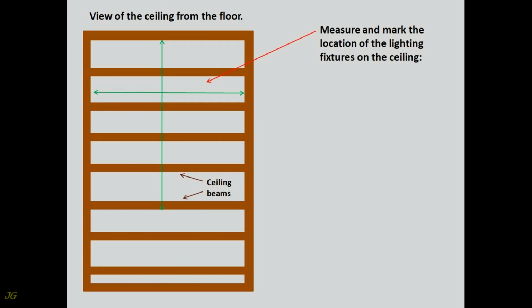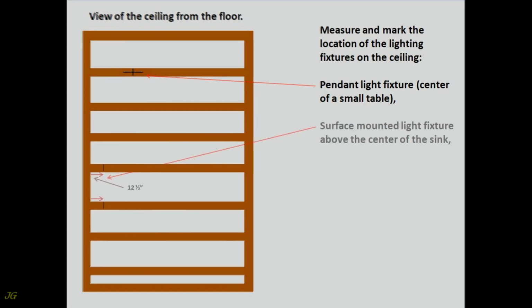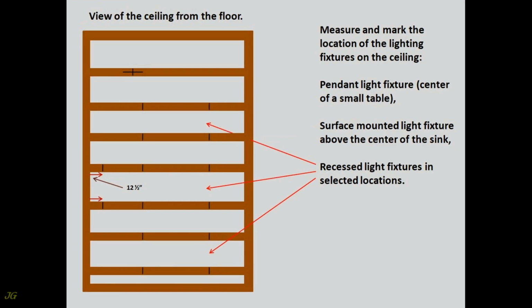Measure and mark the location of the lighting fixtures on the ceiling. Pendant light fixture, center of a small table. Surface-mounted light fixture above the center of the sink. Recessed light fixtures in selected locations.